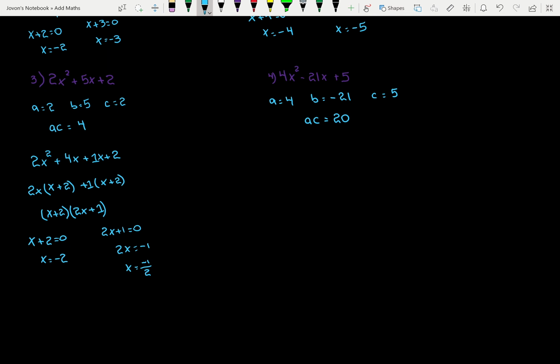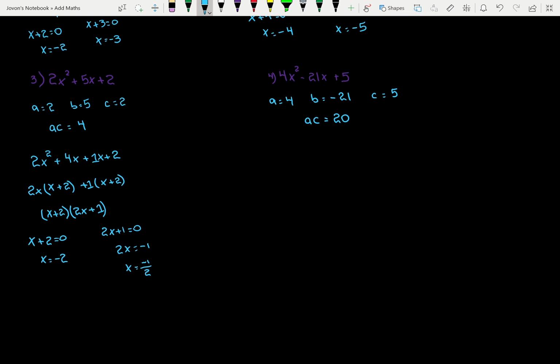Now, notice that b is negative. But remember, if you multiply two negative numbers together, they will give you a positive number. So in this case, we also need to consider minus 1 and minus 20, minus 2 and minus 10, and minus 4 and minus 5. Because minus 2 multiplied by minus 10 will also give you 20. Notice, if we were to only consider positive numbers, no two positive numbers will add up to give you a negative number. So we need to consider the negative numbers as well, okay?